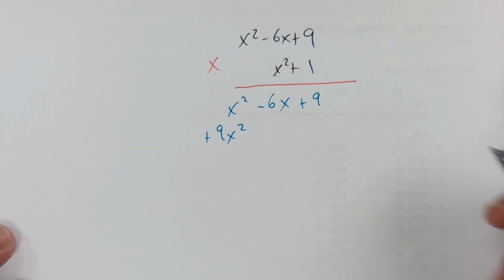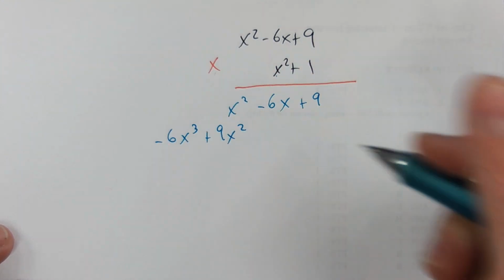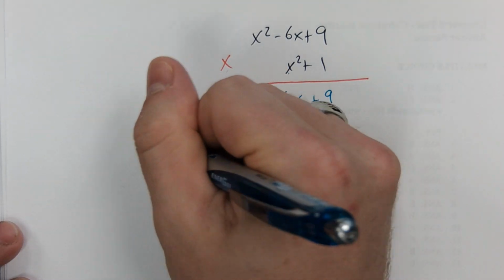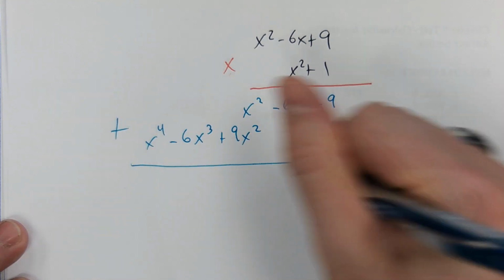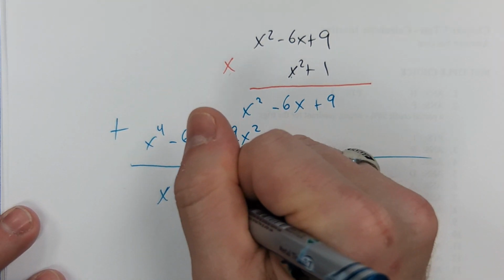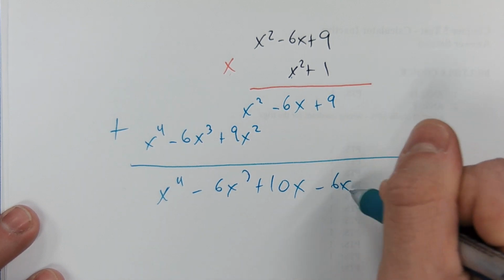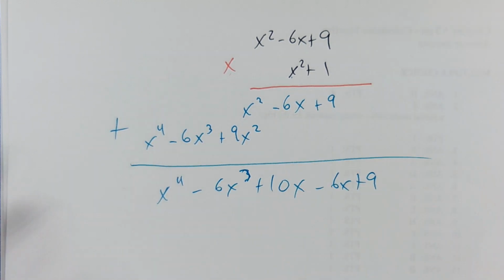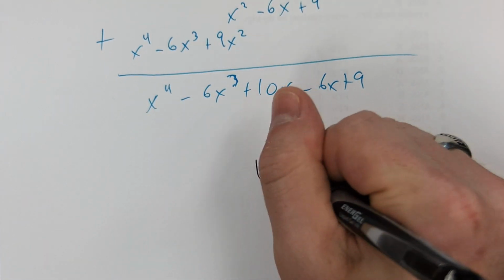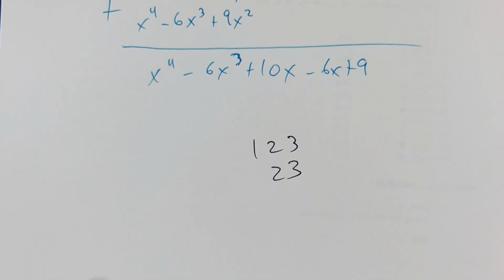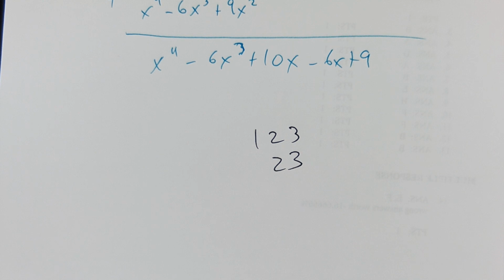X squared times -6x is -6x to the third. And x squared times x squared is x to the fourth. Then you just add straight down, and you have your polynomial. X to the fourth minus 6x to the third plus 10x squared minus 6x plus 9. It's much faster. It's not even a trick. No, it's distribution. That's not a trick. In fact, it's not. Why do you think that multiplication works the way it does? It's not a trick.